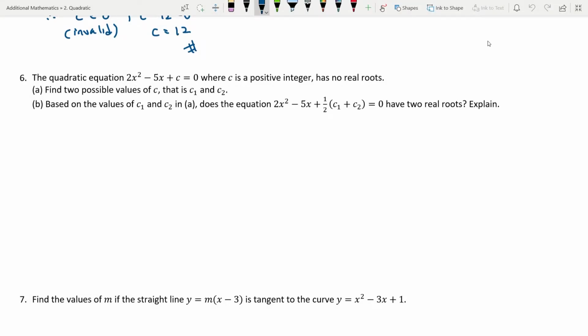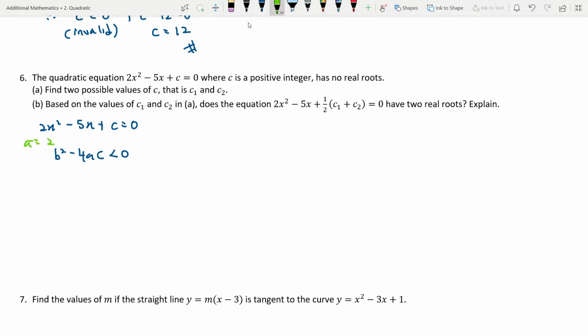Question 6. The quadratic equation 2x² - 5x + c = 0, where c is a positive integer, has no real roots. 2x² - 5x + c = 0, b² - 4ac < 0. Find two possible values of c, that is c1 and c2.